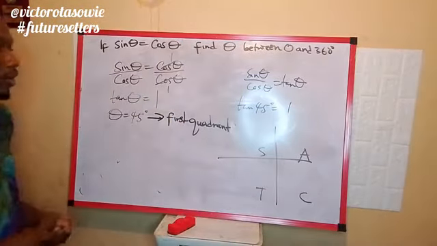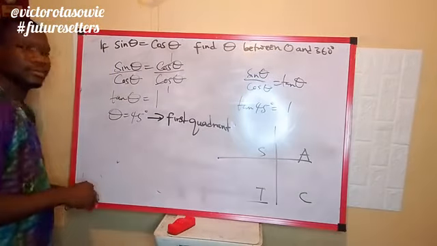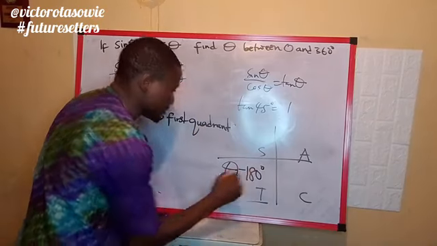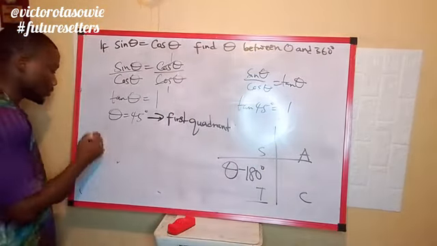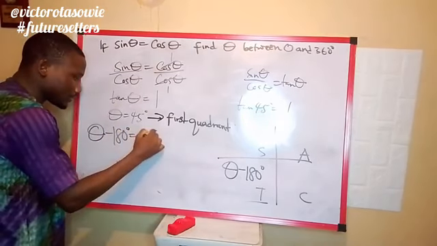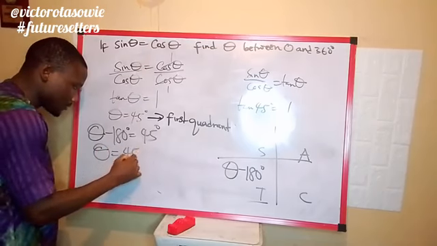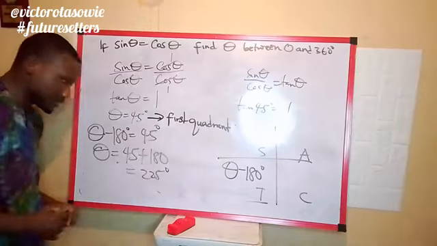Now coming to ACTS, we have that tan is positive in this place. And what was the value here? Theta minus 180 degrees. So we already know theta. What we are going to do now is say theta minus 180 degrees equal to 45 degrees. So theta equals 45 plus 180, and this will give us 225 degrees.